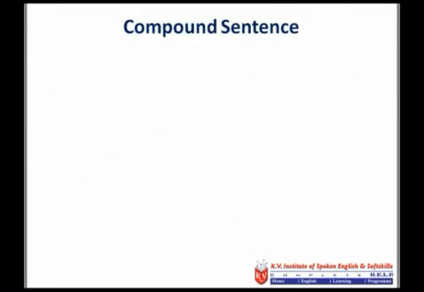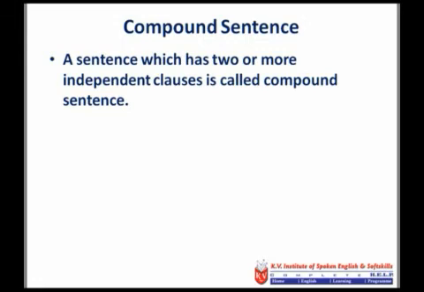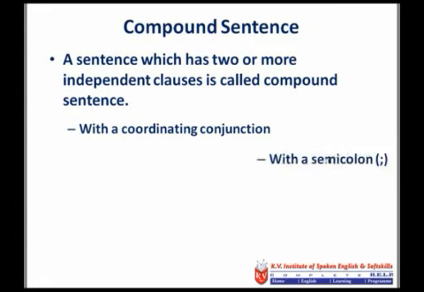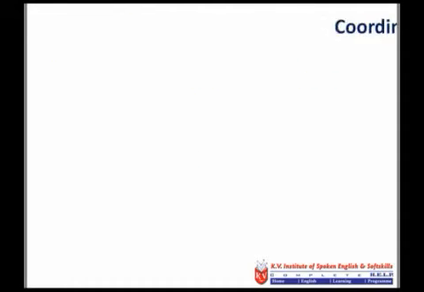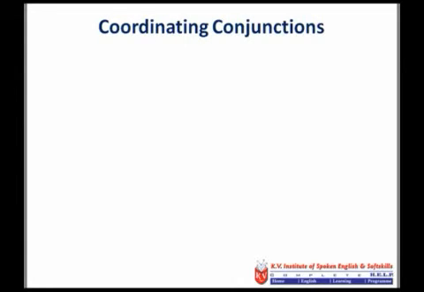Let's see compound sentence. A sentence which has 2 or more independent clauses is called a compound sentence. The independent clauses can be joined in one of two ways. The two ways are with a coordinating conjunction or with a semicolon. Let's see how we can join the two independent clauses with a coordinating conjunction. There are 6 coordinating conjunctions: for, and, then, but, yet, or, so.